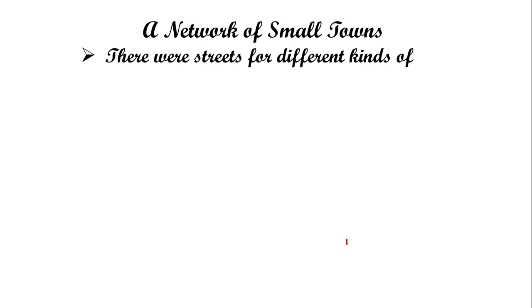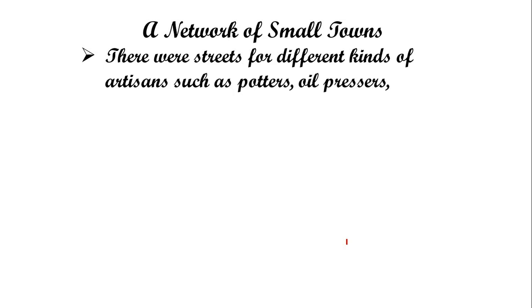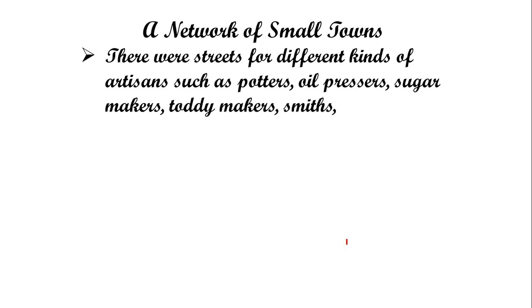Now, a network of small towns. So what is a network of small towns? There were streets for different kinds of artisans such as potters, oil pressers, sugar makers, toddy makers, smiths, stone masons, etc. Network of small towns.